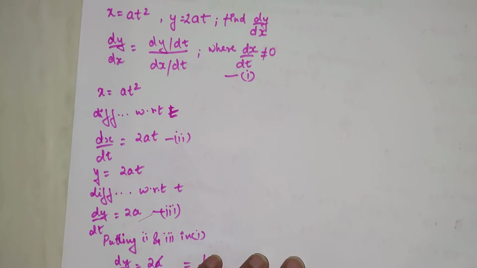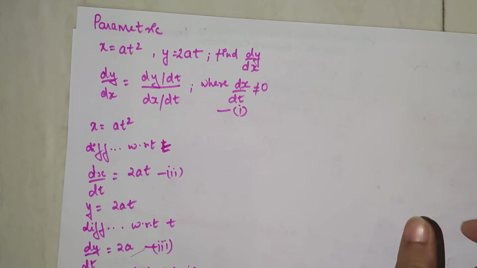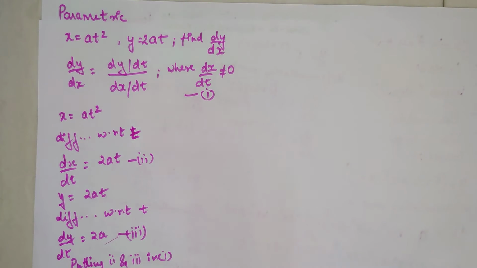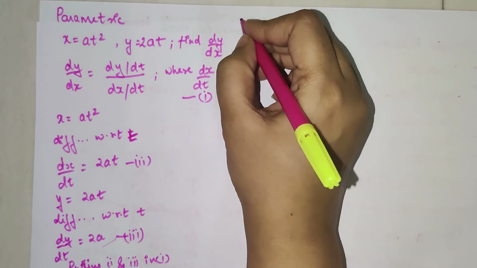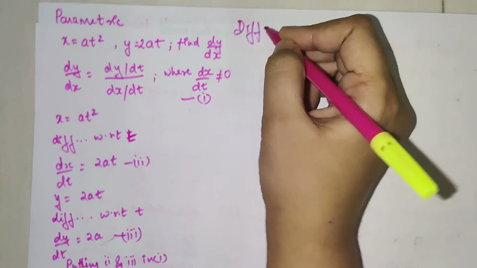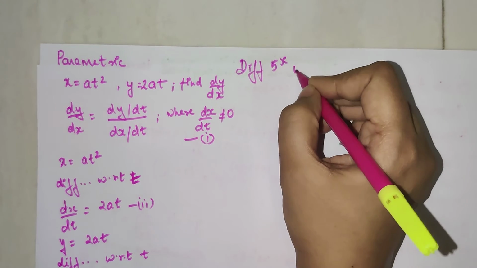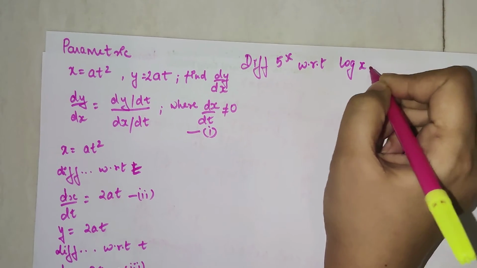Now students, this was a fairly simple example, okay, but these are not the only kind of sums which are going to be asked in parametric form. You can also be asked a different type of sum. So let me write that question. The question can be framed as: differentiate 5 raised to x with respect to log x.